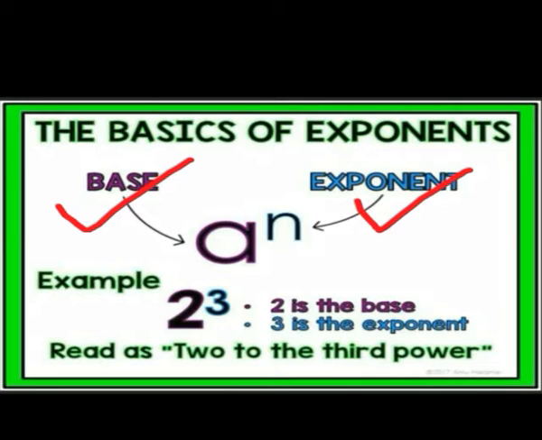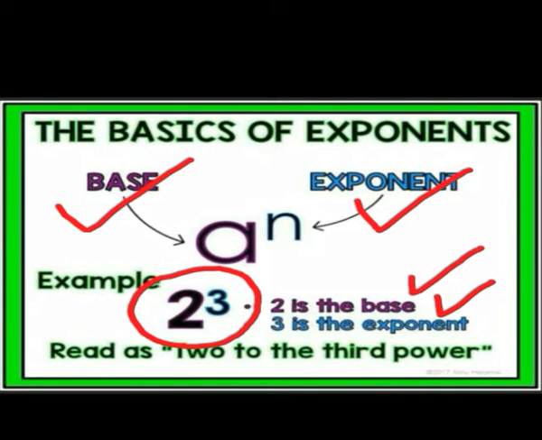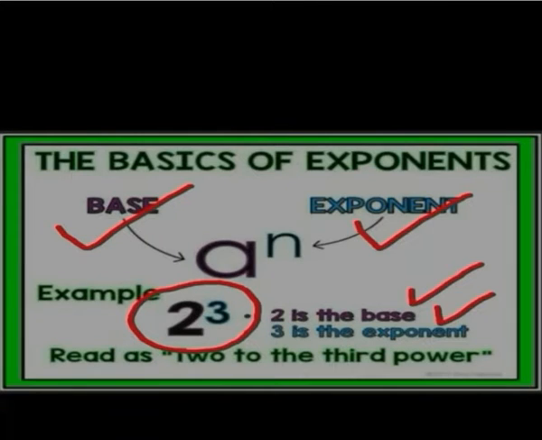For example, we have an exponential number here. In it, it is very clear that 2 is the base and 3 is the exponent. And how do we read this exponential number? We would read it as 2 to the third power, or 2 cube, or 2 raised to the power 3. So this is something you already know.